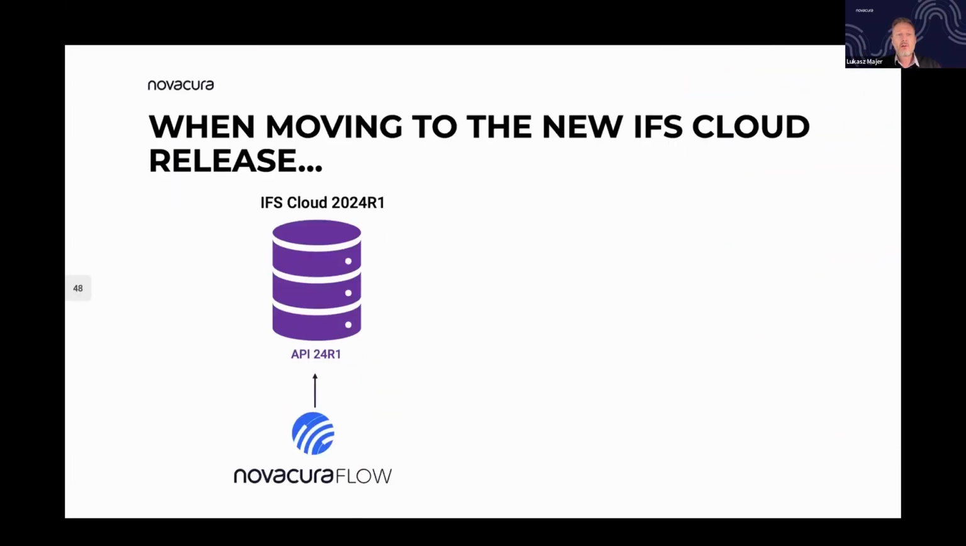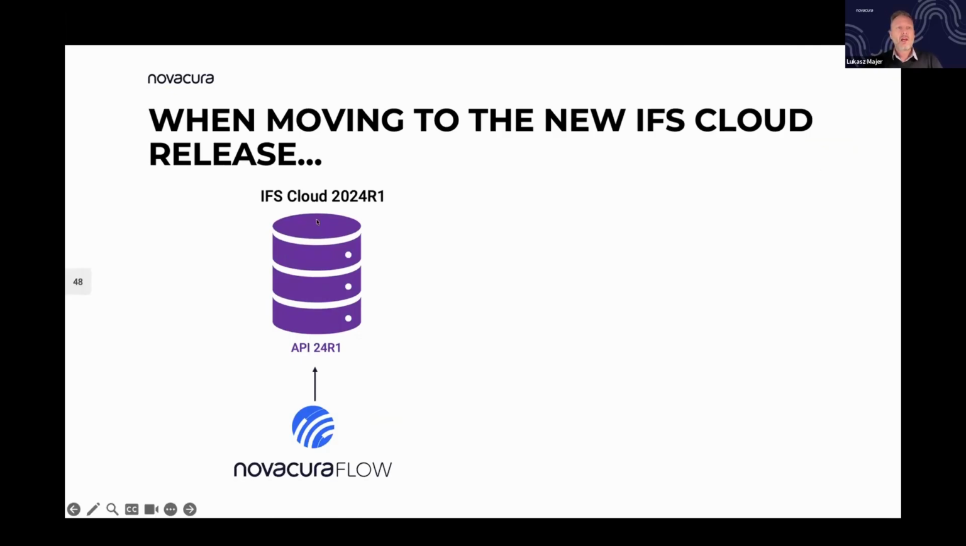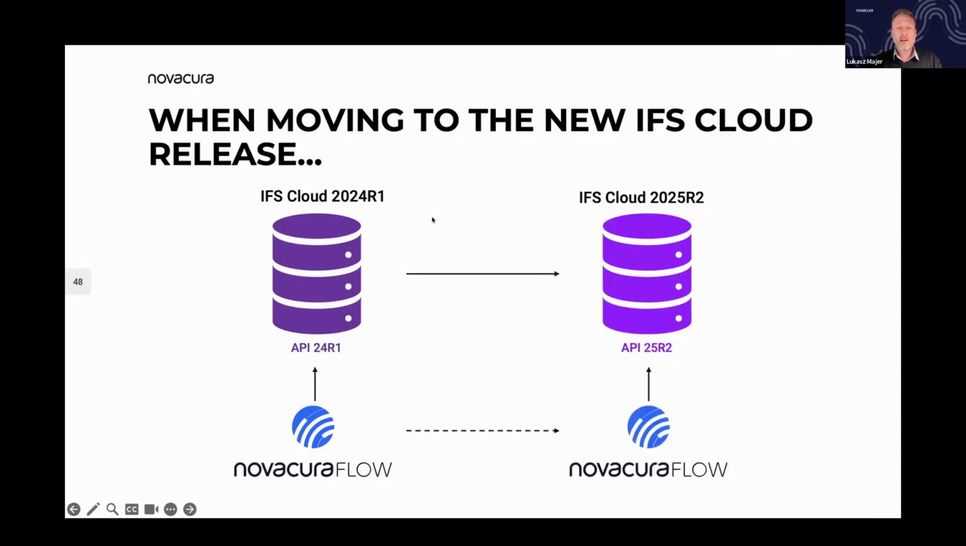So let me show you the context here. I hope you can see my screen. So typically when you are moving your IFS installation to a newer version, you need to drag Novacura Flow workflows along. But here is a fundamental question coming. Which of the workflows you created will be affected by potential API changes? We know for sure that new IFS releases bring changes to APIs, to OData methods. The question is, which APIs will be changed and which of these will affect your workflows?